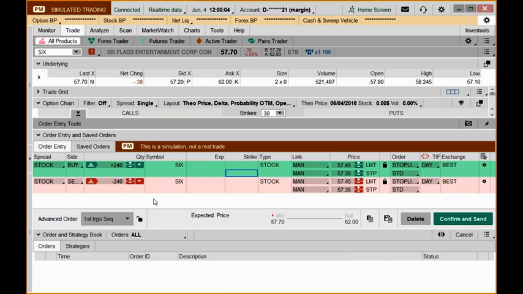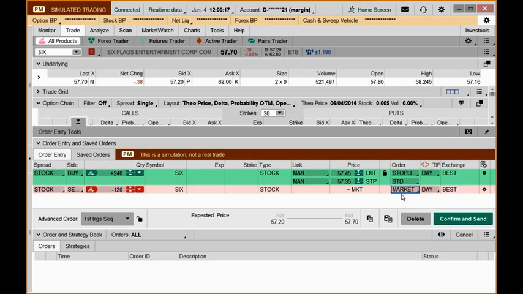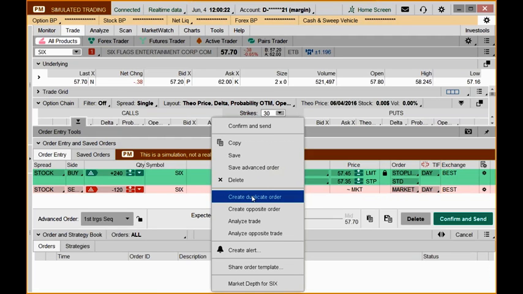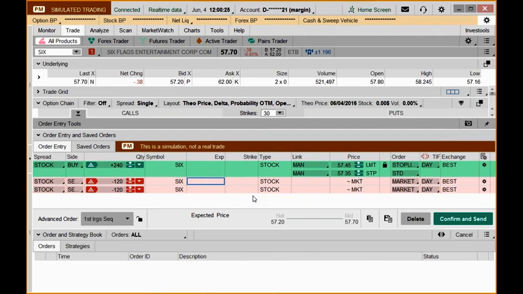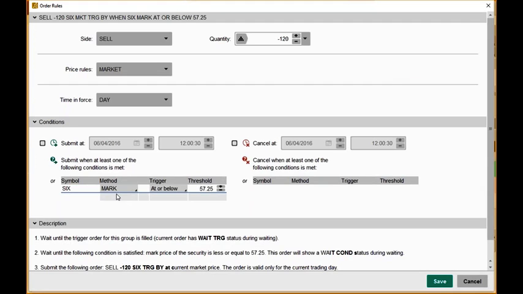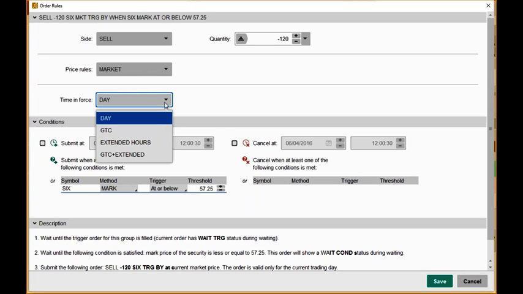Now, in this particular case, I'm going to set them up half and half. So I'm going to sell 120. I'm going to set this to a market order, and you'll see why in a second. I'm going to set up my second, because I want to protect all 240 shares. So it's a market order here, and I go back to my little gear.